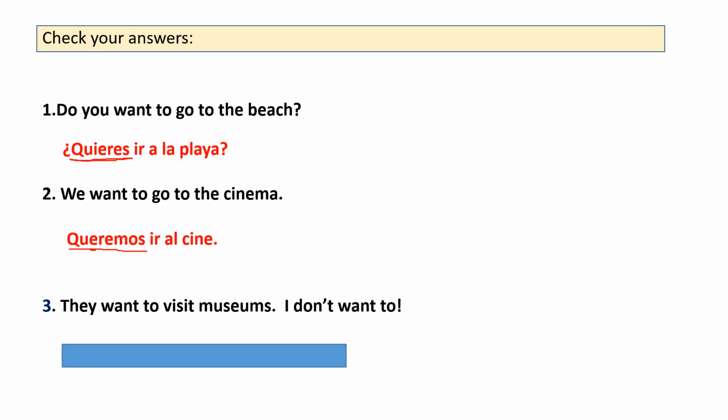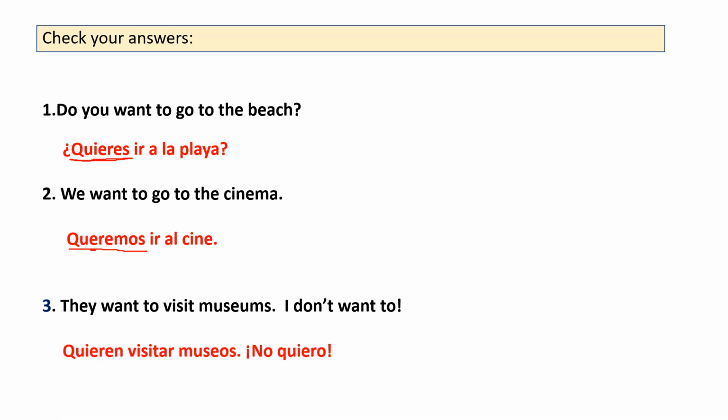And they want to visit museums. Quieren visitar museos. And I don't want to. No quiero. So you needed to use the third person plural, they form, with the I back in there. And for I don't want to, you also have a second conjugation there, the yo form, first person singular, no quiero. So pause the video now if you need to make any changes.